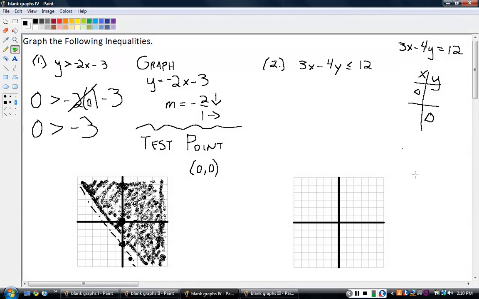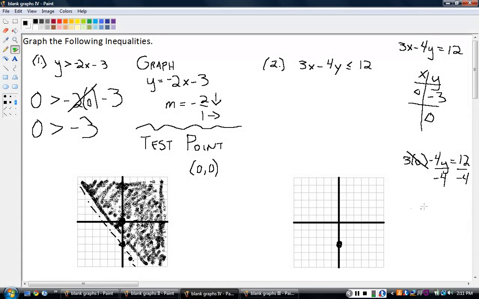If I plug in 0 for x, what do I get for y? Three times 0 is 0, that's gone. Divide both sides by -4, and you should get -3, right? So y would be -3. That's this point right here, 0, -3.